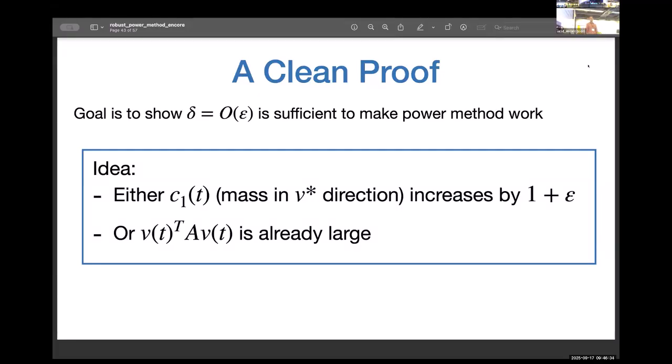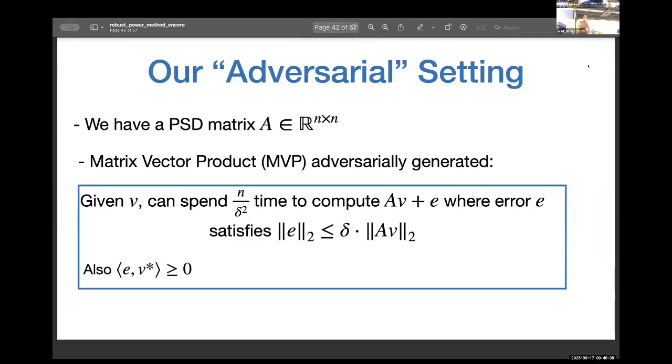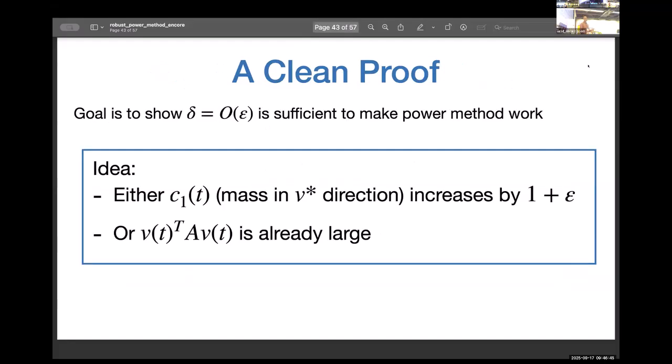Okay, so our goal is to say that intuitively, setting delta equals epsilon should be the right answer, so we're going to try to do that. And the idea is very clean. Before this, we had a very complicated proof that tracked eigenvalues at every scale very precisely, with very complex dynamics. Then we woke up one day and realized we can just change one line in the power method analysis. That was a very nice feeling.